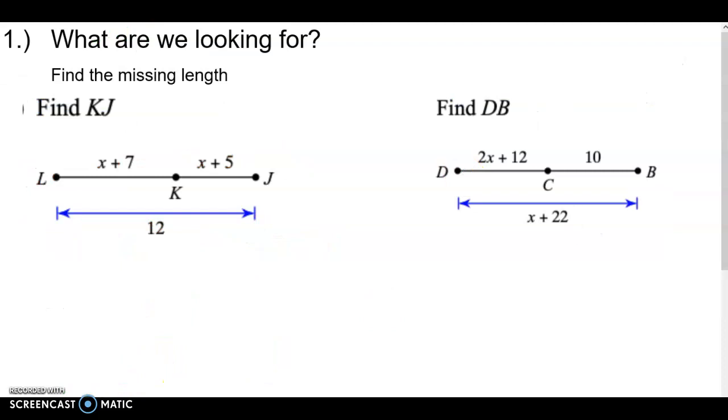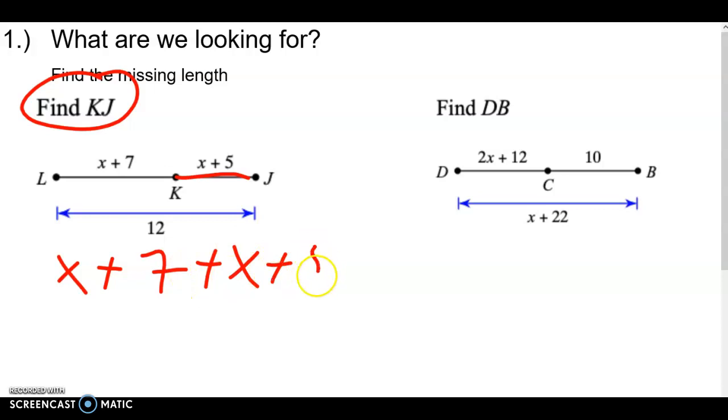All right, so we're on to our last problem. This time we're looking for KJ. I want to know the distance from there to there. I know that from L to K is x plus 7, and I know that from K to J is x plus 5. And I know the whole thing is equal to 12. I'm going to combine like terms. I have two x's here, so I have two x's, and if I add 7 plus 5, I get 12.